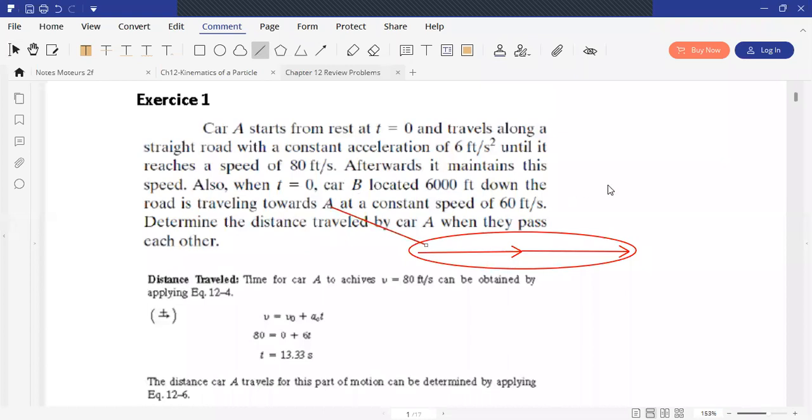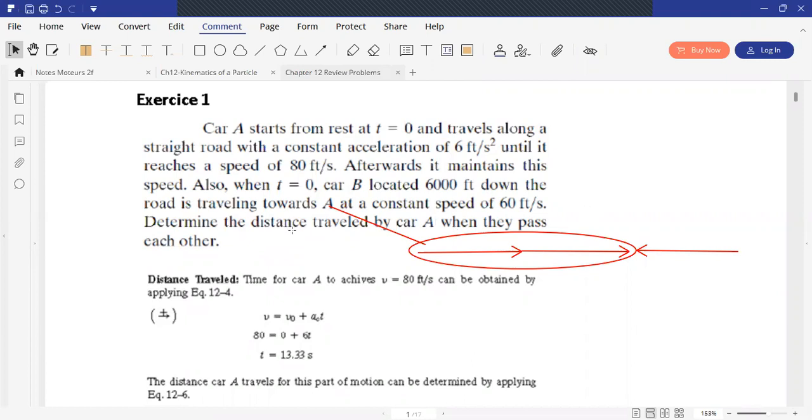While B is moving to the left in the opposite direction, at a constant velocity, a speed of 60 feet per second. So for A, I have two phases. For B, I have just one phase. And the distance between the two is given. Now, when they say determine the distance traveled by A when they pass each other.